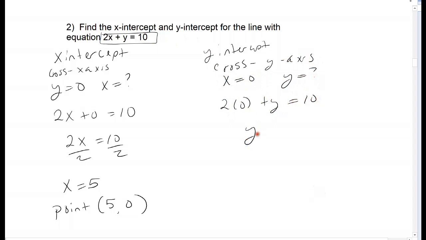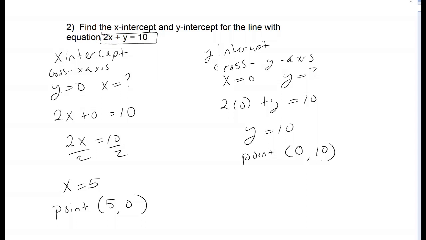2 times 0 is just 0. So actually this one's a little easier. It just leaves me with y equals 10. And so y equals 10 is my y-intercept. And so the point where it crosses the y-axis is (0, 10). And those points help us graph. We like to find the intercepts to help us graph. Sometimes it's where our applications start, or at the intercepts, and so they're important.